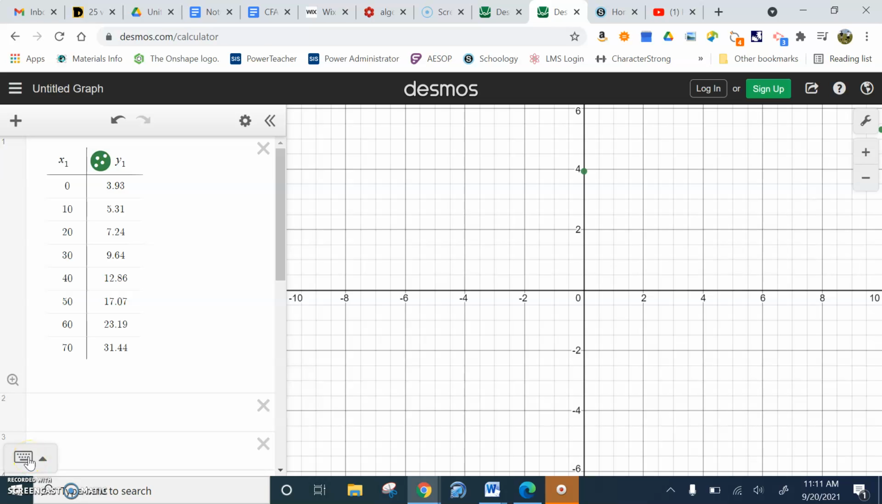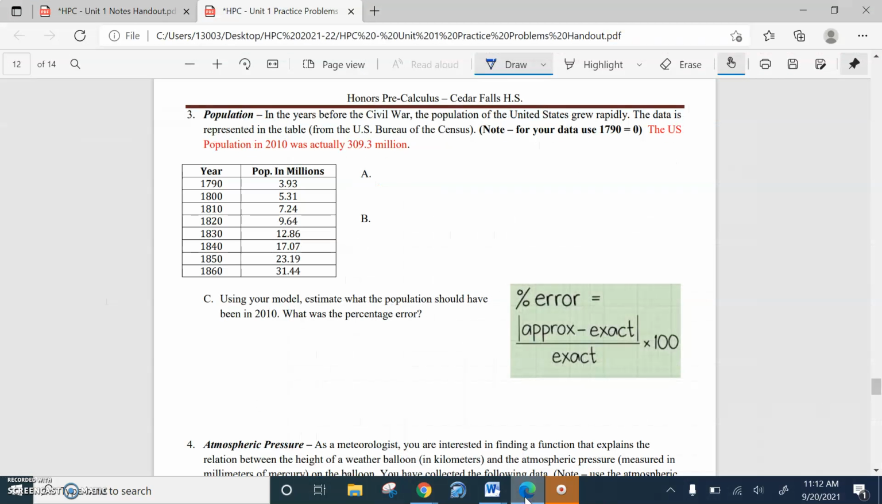All right, this video for unit 1-4 is going to be on problem 3. I am not doing one for problem 2 just because it's very similar to problem 1. Question 3, however, is a little bit different, so let's look at it. Question 3 says population before Civil War.